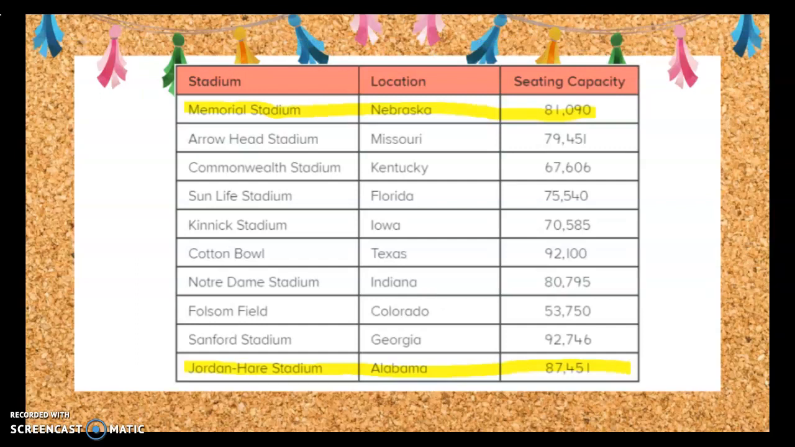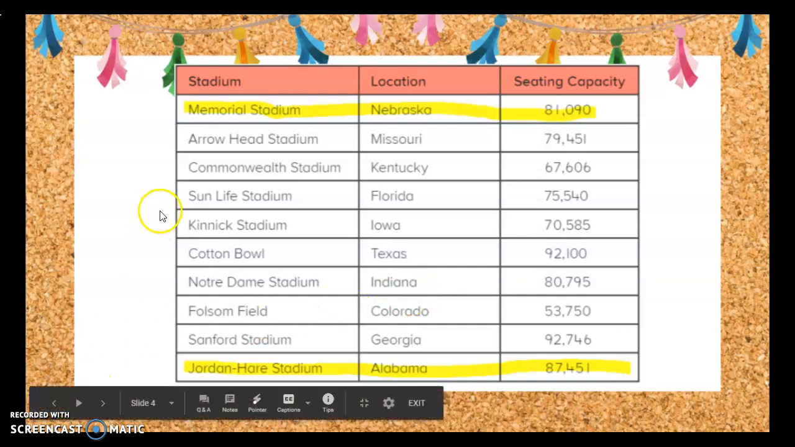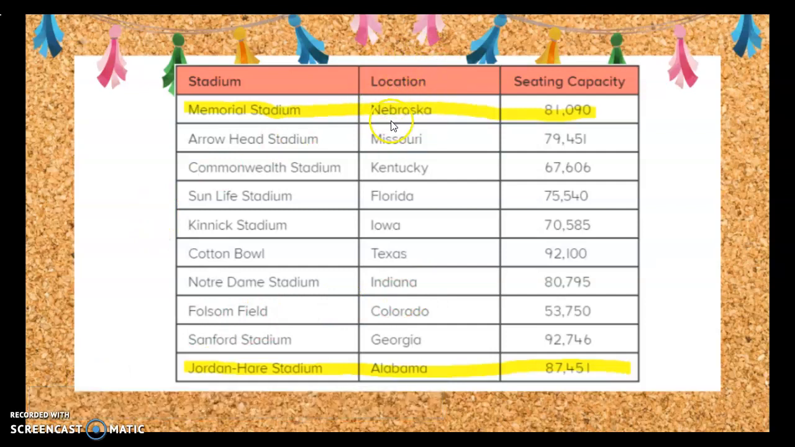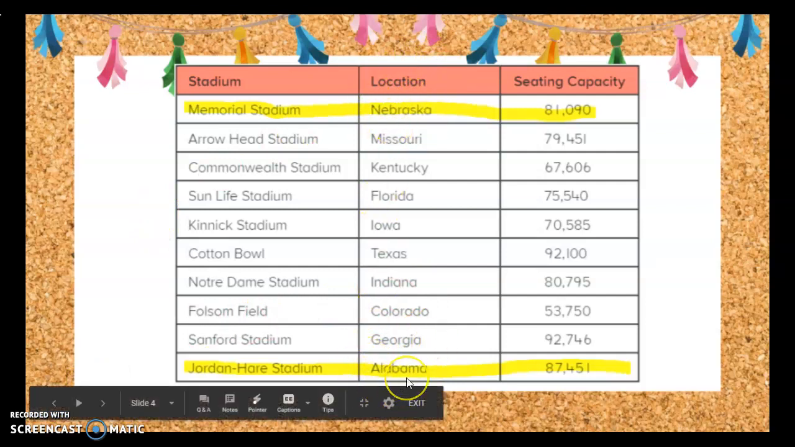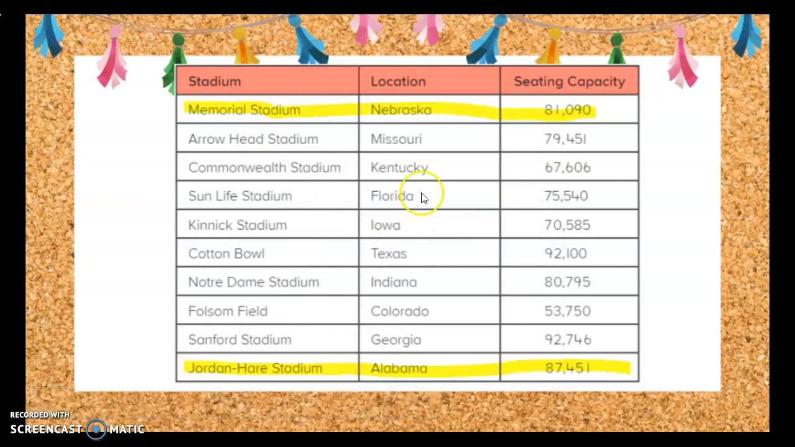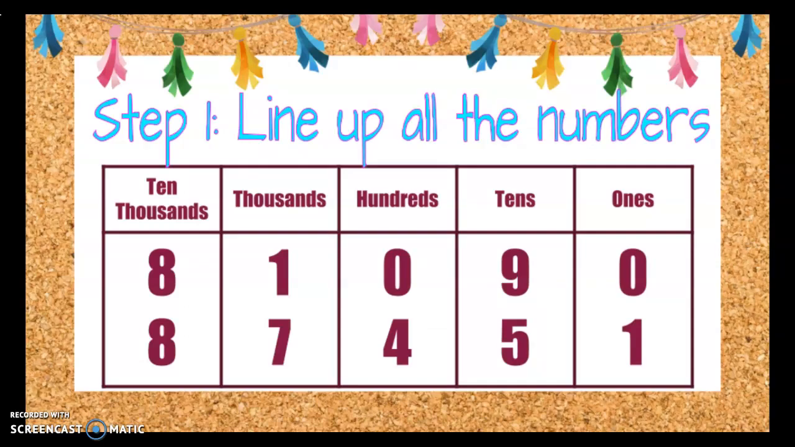In this case, we're going to look at 2 different stadiums, one in Nebraska and one in Alabama. Now notice I gave you the name of a state, so you find that state under location. So our first one is Nebraska and the very last one at the bottom is Alabama. That means I can ignore all the other names and numbers in between those 2 and focus only on those 2. Now this is math, so we probably want the numbers depending on how the question is asked. Let's look. We're going to compare those 2 numbers.